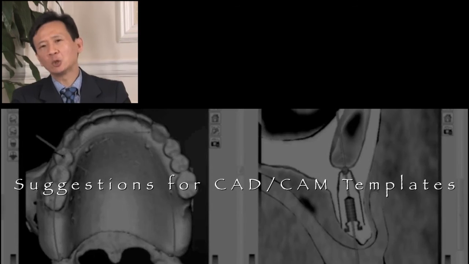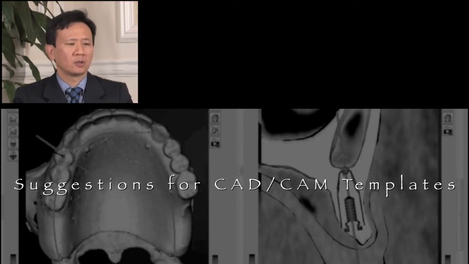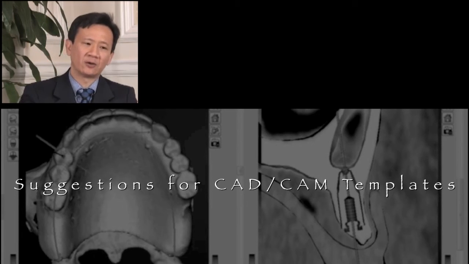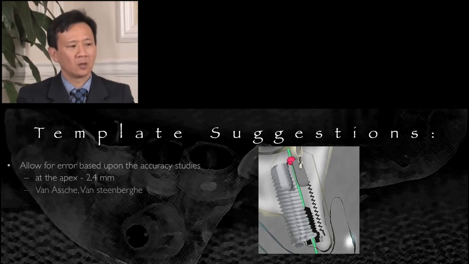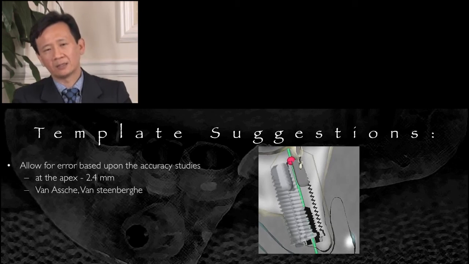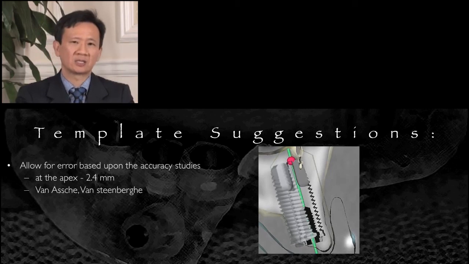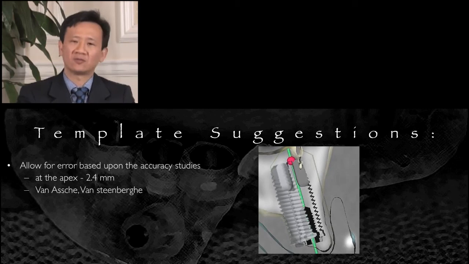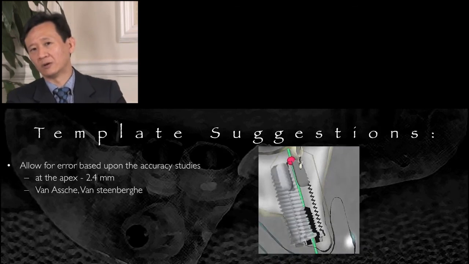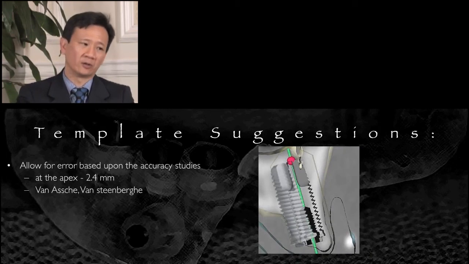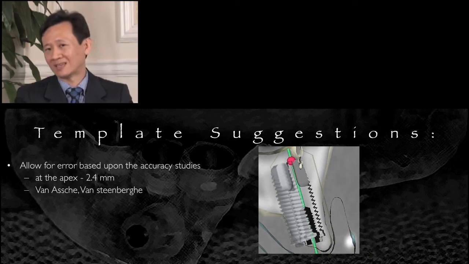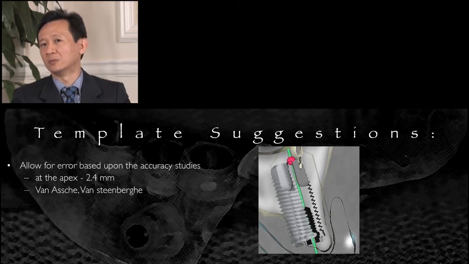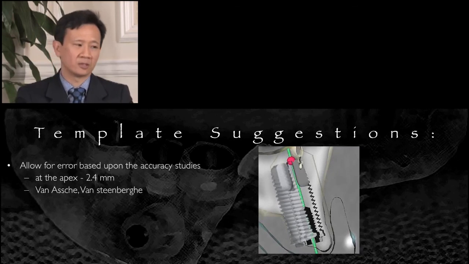So when we look at this, what suggestions do I have for these CAD/CAM templates? Well, when we're planning, we need to look at some of the studies and the accuracy studies. As Van Assche and Van Steenberghe have suggested, plan for the maximum amount of error, and in this system, plan for a 2.4 millimeter safety margin at the apex.